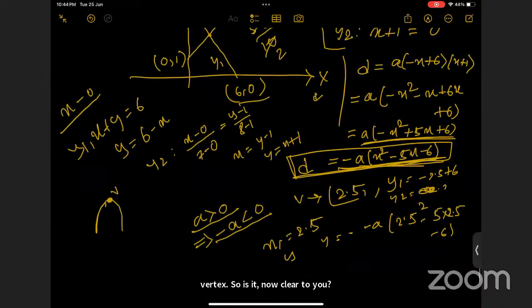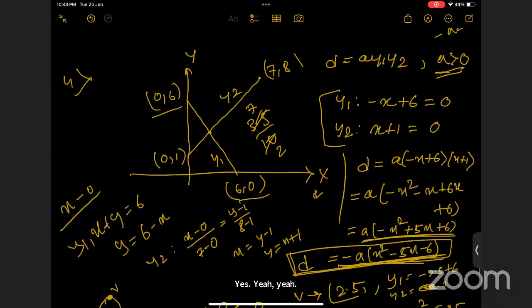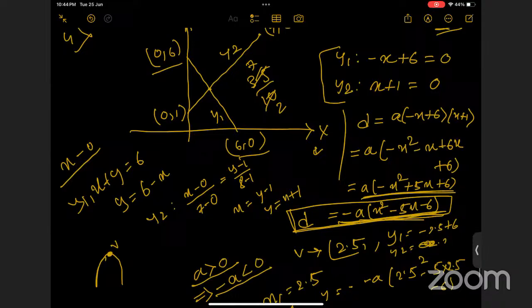Yes, ma'am. Excuse me, ma'am. I just wanted to clarify. We multiplied, we got the parabola equation. We found the parabola equation just to know the maximum point of the vertex. Yes. So that we'll put in the respective equations y1 and y2. Yes. And then we'll get the answer.